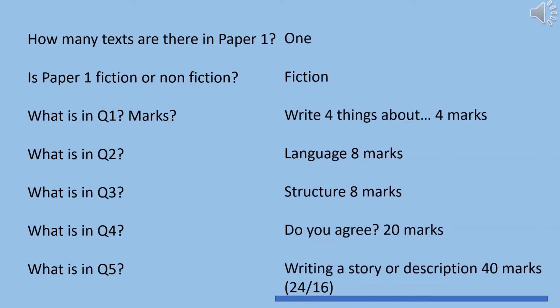Question 5 is write a story or description, 40 marks, 24 for content and organisation and 16 for spelling, punctuation, sentences and grammar.